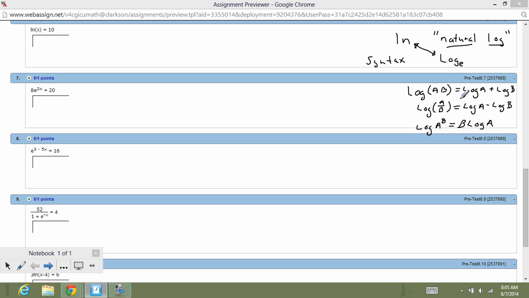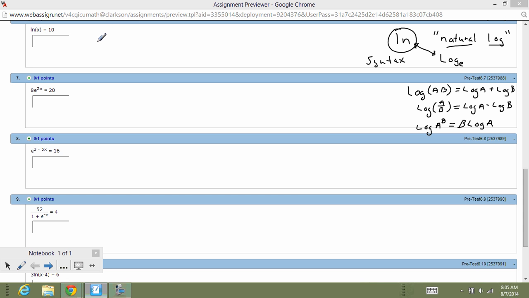It follows the exact same log laws as any base would follow. The log of a product is the sum of the logs. The log of the quotient is the difference of the logs, and the log raised to a power is the power times that log. And so we're going to use these exact same concepts. Don't let the ln notation scare you in any way. It's going to follow all the same exact laws.